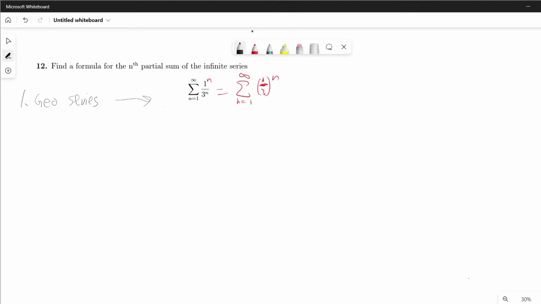It is S_k, let's say, for the kth partial sum, a times (1 minus r^(k+1)) over 1 minus r. R in this case is 1/3. It's the main growth value, and then a is in case there's a constant in front. In this case, that'd just be 1.